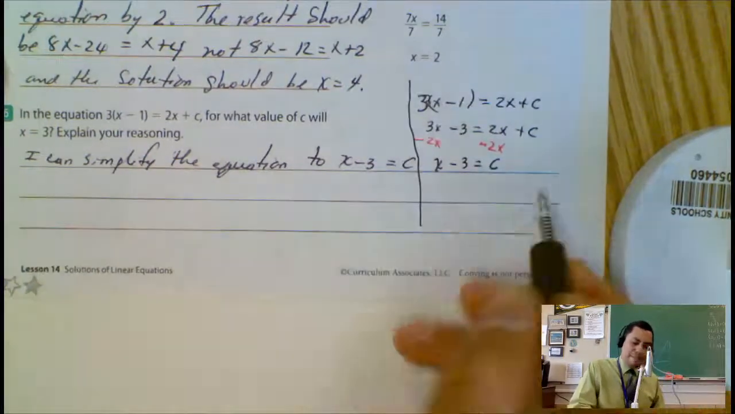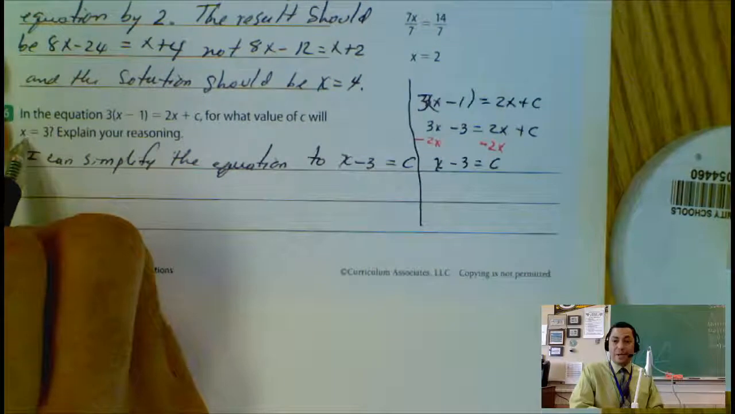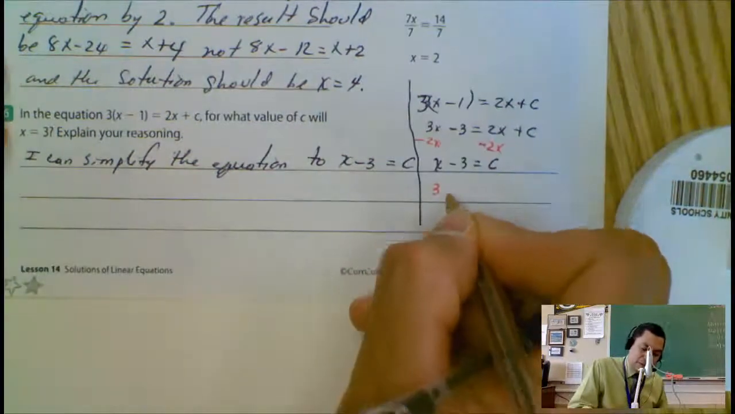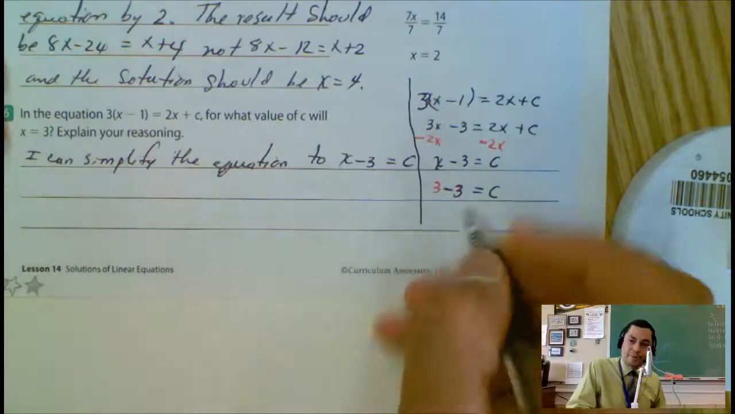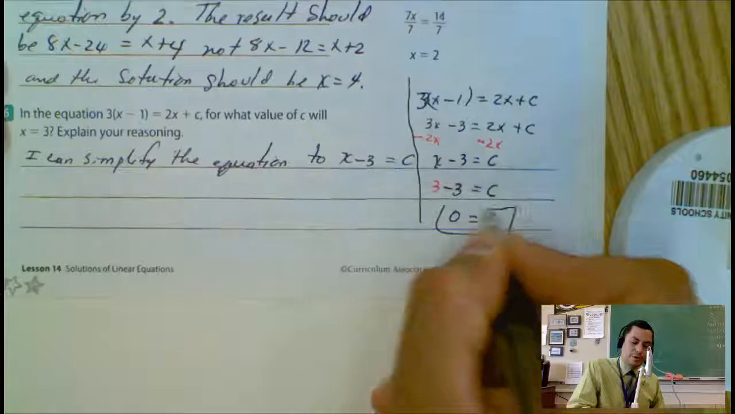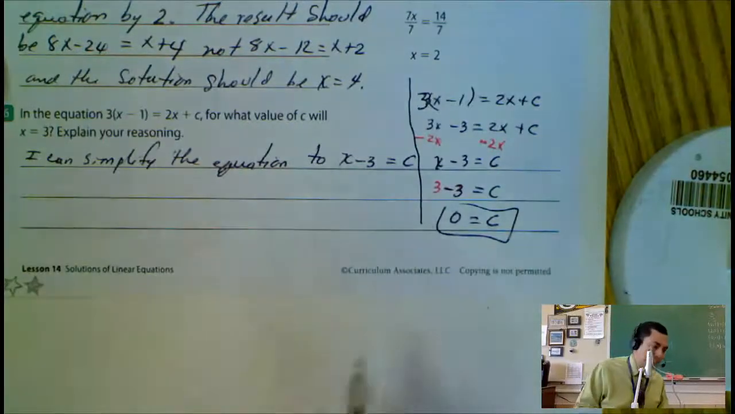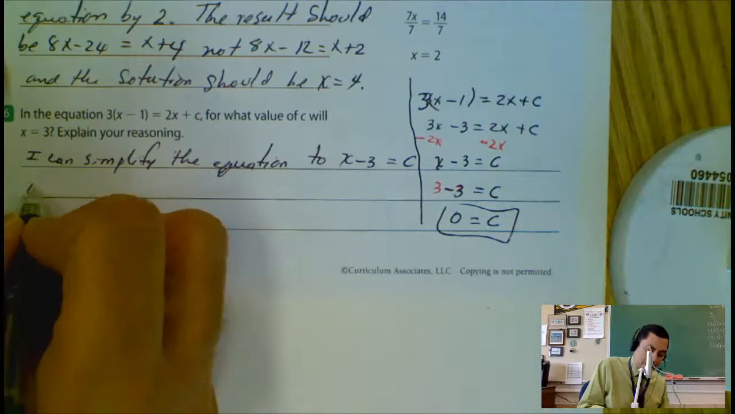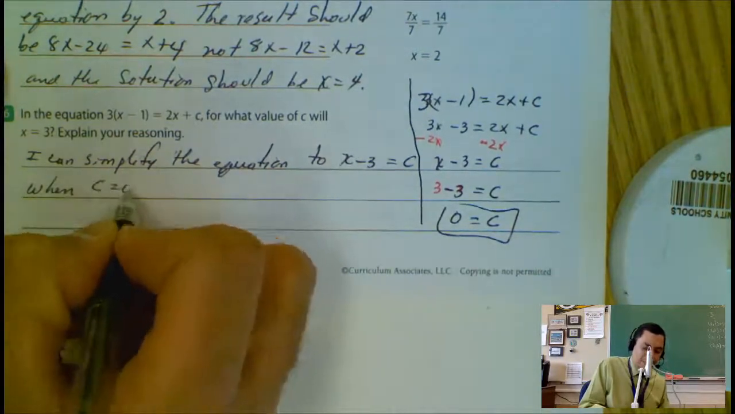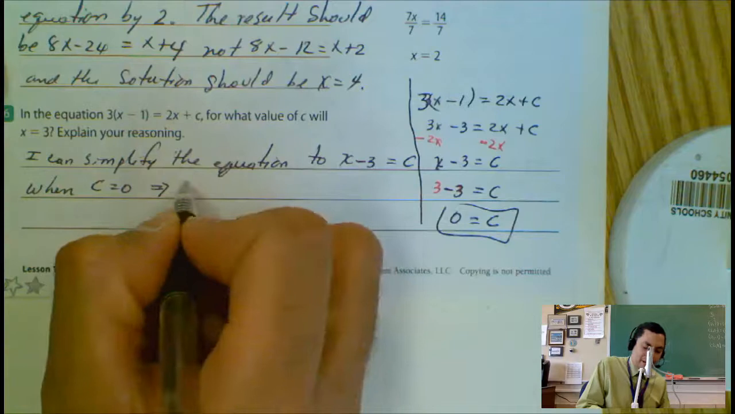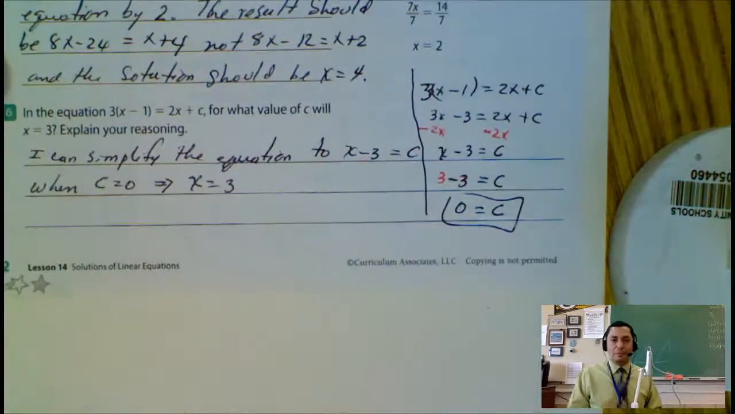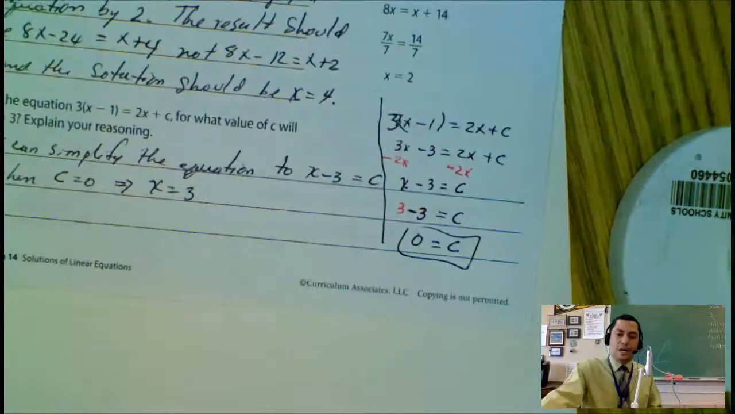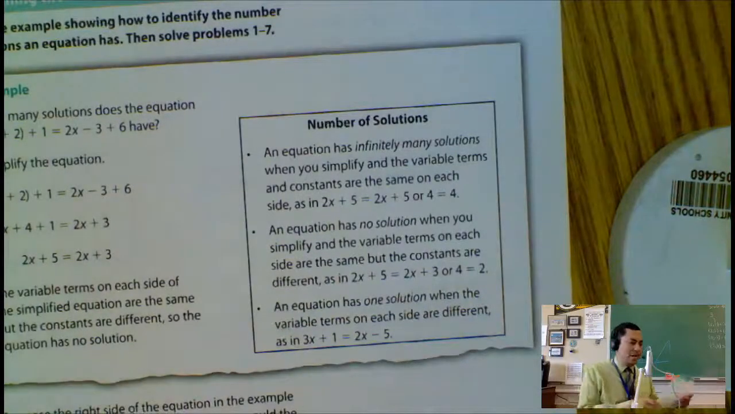Now, what is the value of x? It's 3. So let me substitute. So 3 minus 3 is equal to c. And 3 minus 3 is 0. So c is equal to 0. So that should be the value of c. So in this case, when c equals 0, then we have that x equals 3. So in this case, c has to be equal to 0. So let me do the next page. Okay, so I have the following one.